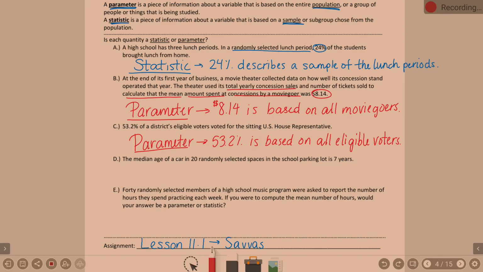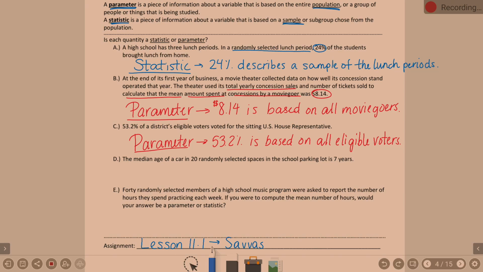The median age of a car in 20 randomly selected spaces in the school parking lot is 7 years. I think it's a parameter. Well, there's more than 20 cars in the parking lot. You switched over to blue, so that means statistic. No, I just forgot to switch last time. I meant to switch every other color each time, and then I realized I didn't. So now I think it is a statistic because you changed the color. Now you guys make me want to erase C and write it in blue, because I meant for it to be blue, red.